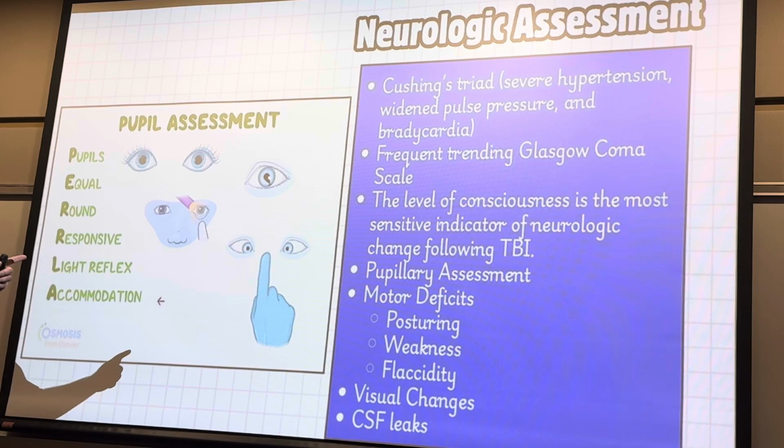And then level of consciousness. Remember, I keep stressing the importance of that. That LOC is going to be your most sensitive indicator, your most subtle approach.